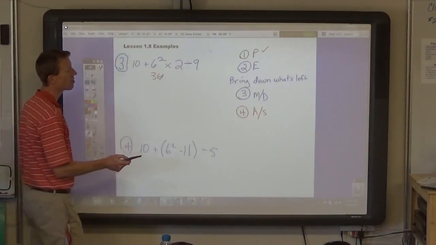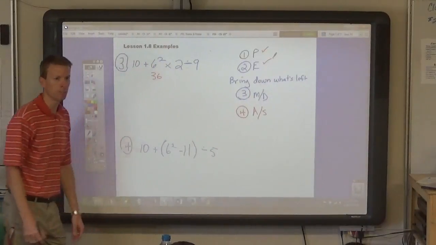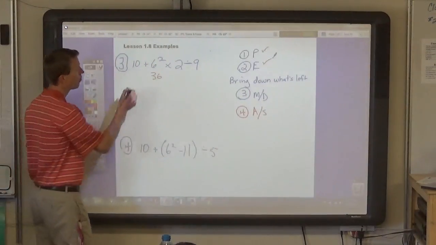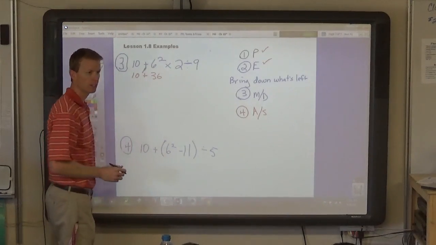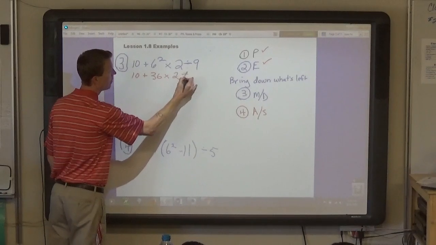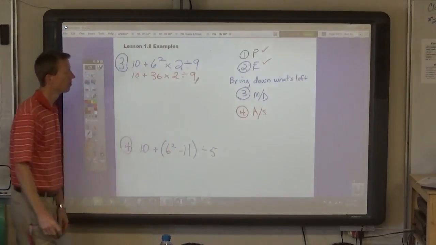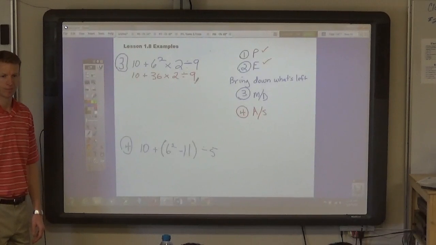Then bring down what's left, because there are no more exponents. We're done with that step. So bring down what's left. 10 plus, we haven't done any plus, we haven't done the times yet, and we haven't done the division yet.